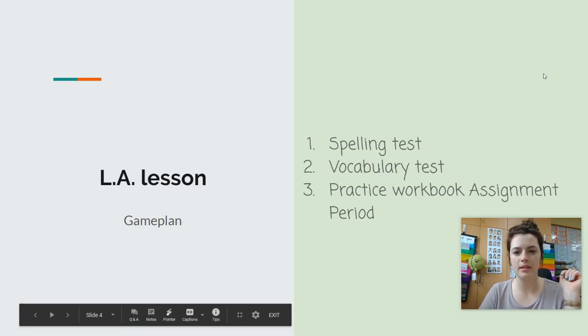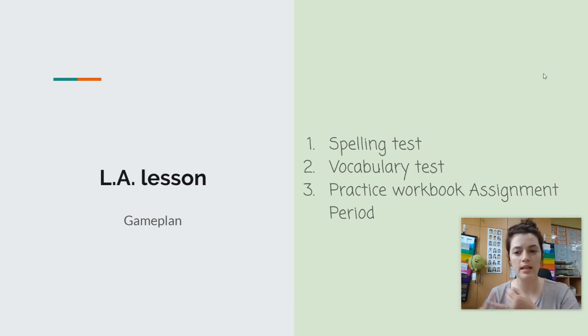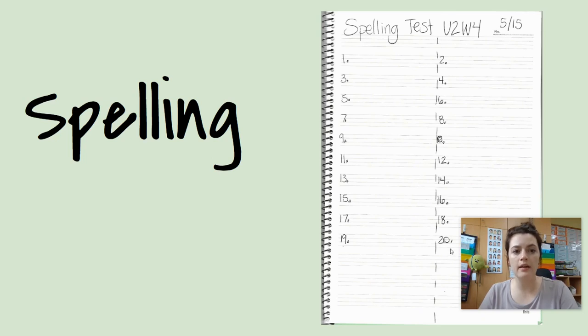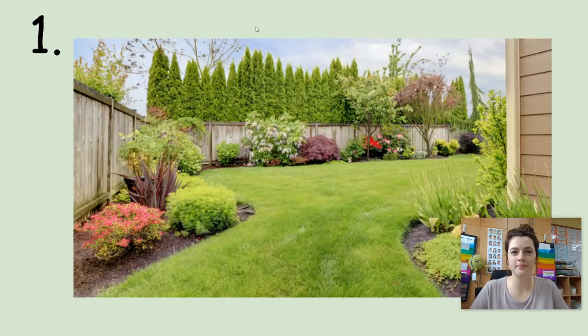Okay, that's it. We're going to have our spelling test first, then we have our vocabulary test, and after that, we will have an assignment period, which is not homework, but it's the time where you use the rest of the LA time to work on something that I give you. Okay, spelling test is first. Make sure you have numbered to 20. If you need to pause your video now, it would be a good idea. Prepare your test paper, and then let's start.